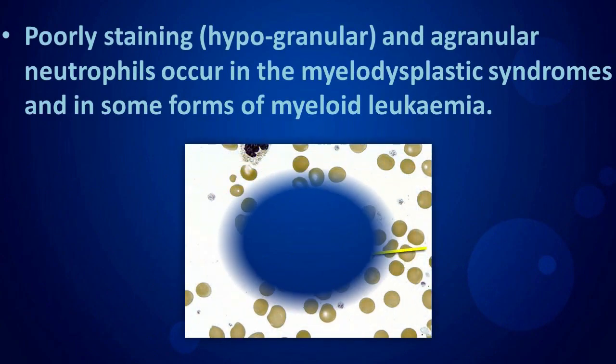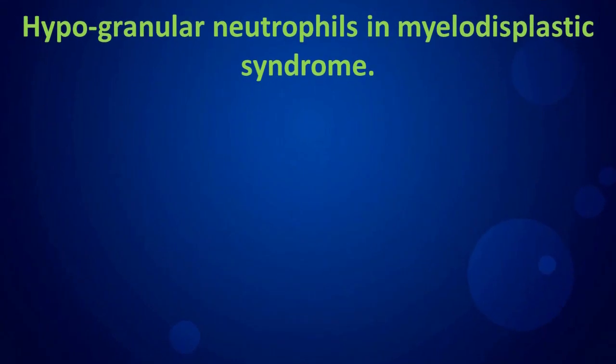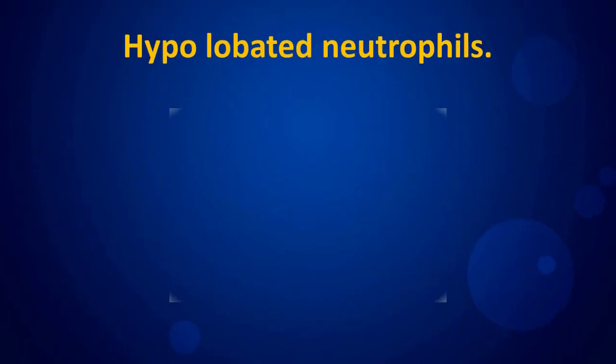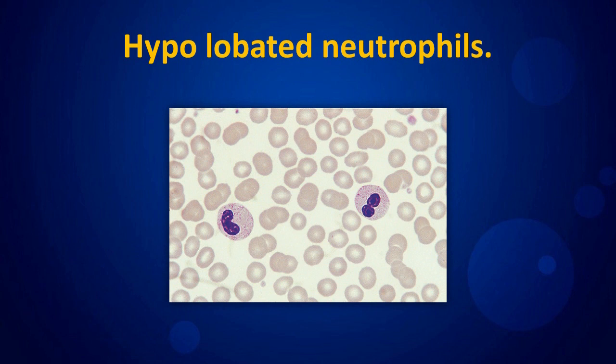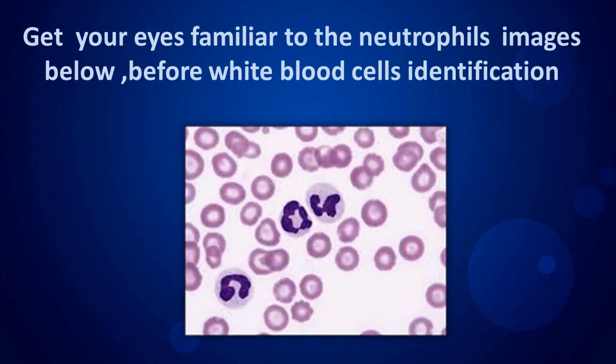Poorly staining intergranular neutrophils occur in the myelodysplastic syndromes and in some forms of myeloid leukemia. Get your eyes familiar with the neutrophil images below before white blood cell identification.